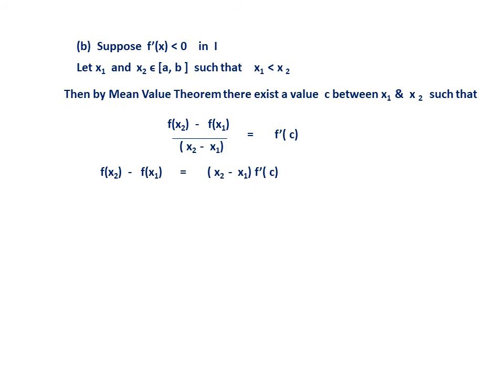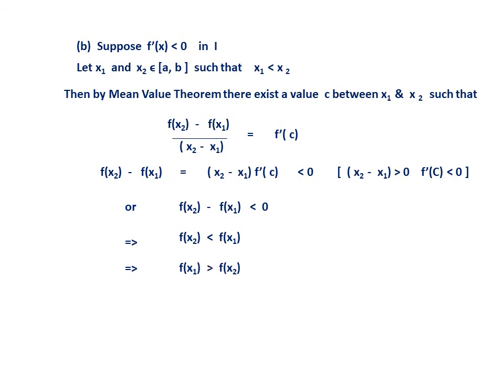It is negative because the condition is f dash x is negative, so f dash C also must be negative. So this is the reason: x2 minus x1 is positive but f dash C is negative. Therefore f of x2 minus f of x1 is negative. This implies f of x2 is less than f of x1, or we can also write it as f of x1 is more than f of x2.